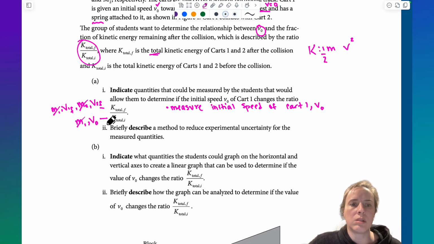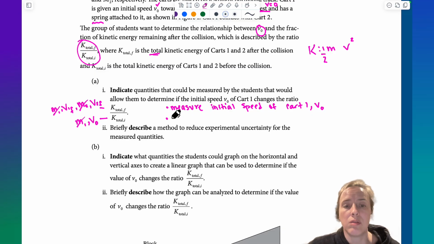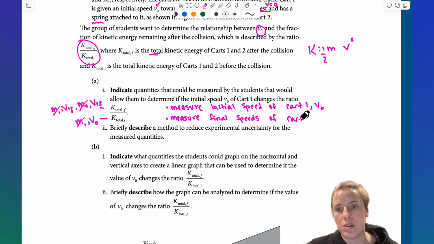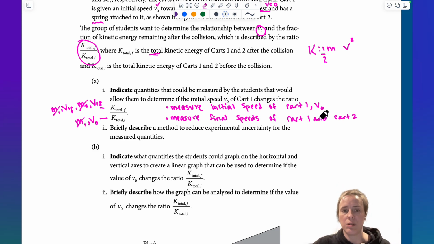Now, when that cart crashes into the other one, now they're going to have some final speeds. So in order to figure out that kinetic energy, I'm going to want to measure the final speed of cart 1 and cart 2. So I'm going to measure my initial speeds and my final speeds. Check. Because if I can do that, I can figure out my kinetic energy after, I can figure out my kinetic energy before, and because I want to know how it depends on v0, I need to measure my initial velocity.